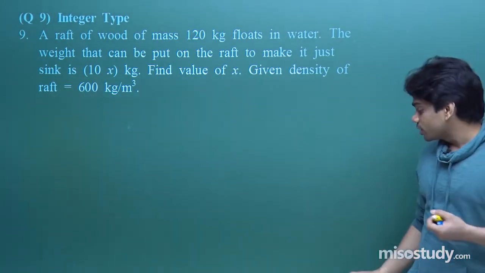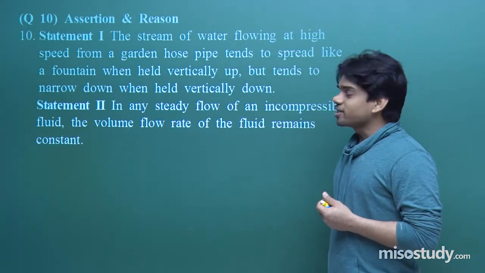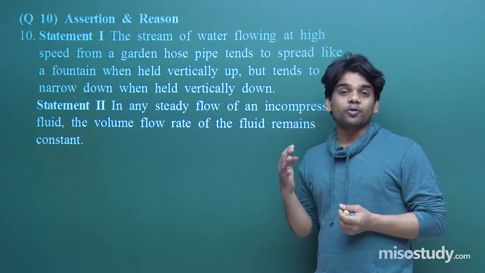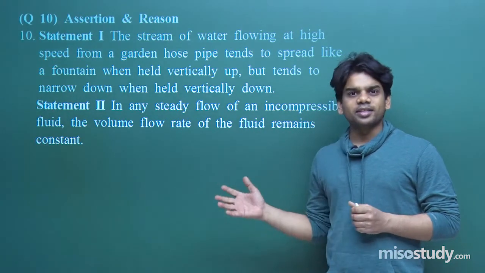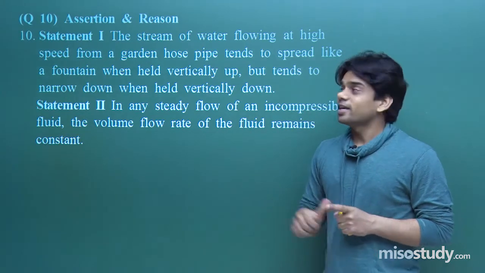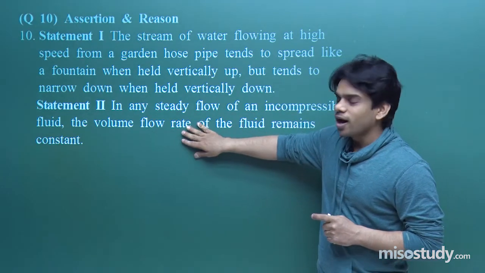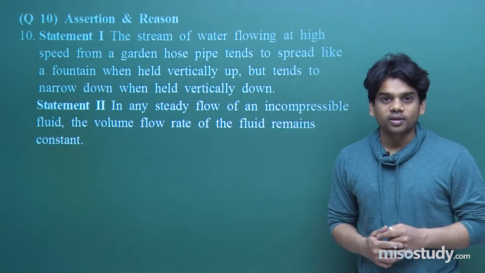Let's go to the next question, question number 10, that is the last question of the exercise. It's an assertion reason question. That means you have to choose among four options A, B, C, D. I have not given you the options here, so I will tell you. A will be the right answer if both statement 1 and statement 2 are correct and statement 2 is the right explanation for statement 1.